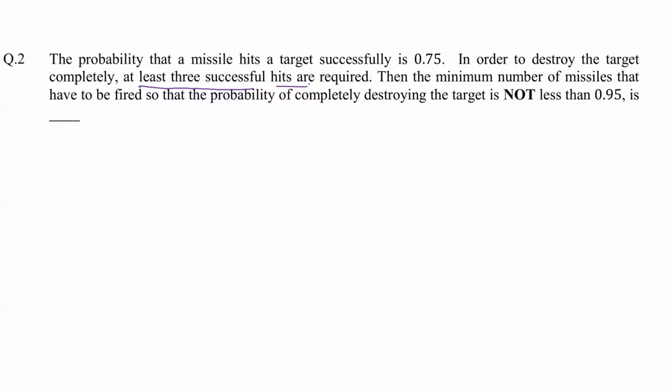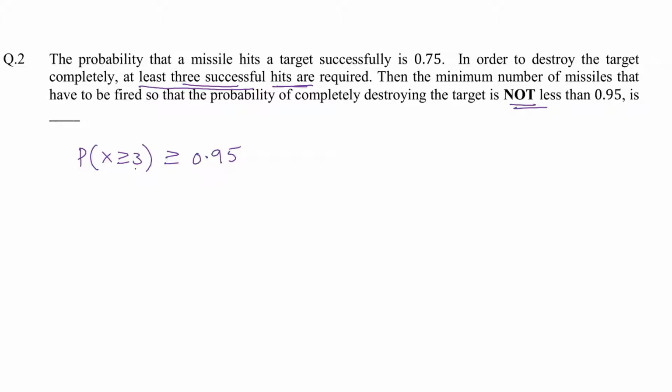We should have a success rate of greater than or equal to 0.95 because they are saying not less than 0.95. That means either equal to 0.95 or greater than 0.95. So now here, as we know, 3 successful hits are required. So that means P of x greater than or equal to 3 is what we have to get. And according to the question, this value should be greater than or equal to 0.95.